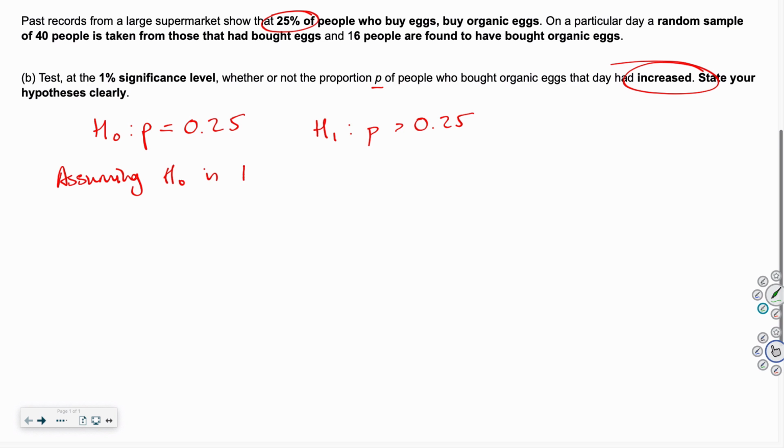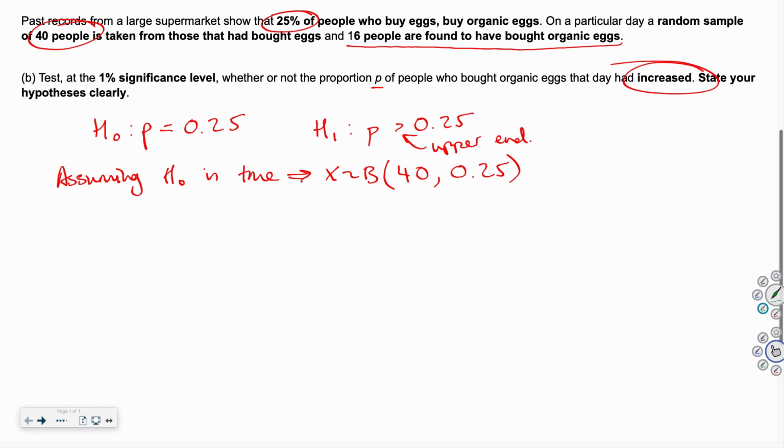Now our next step is to say, assuming that H0 is true, X will belong to a binomial distribution of n, which is our sample size, and they've told us they sampled 40 people. And if H0 is true, then our p equals 0.25. Now we need to decide which tail we're looking at, and because we have a greater than symbol here, we're looking at the upper end. So we're going to have a look now and say, from those that had bought the eggs, the 40 people that had bought the eggs, 16 are found to have bought organic.